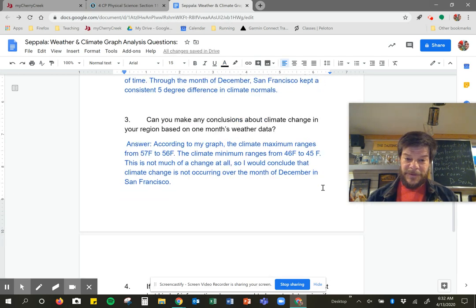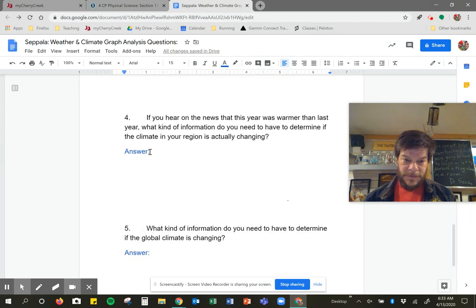According to my graph, the climate maximum ranges and the minimum ranges, this is not much of a change at all, okay? 57 to 56 is the change of 1 degree. 46 to 45 is the change of 1 degree. That's not much of a change at all. So based on that 1 month of December, you would not conclude that climate change is occurring. Number 4.